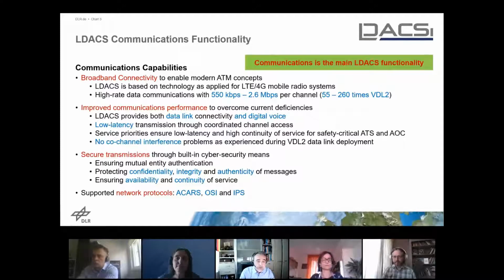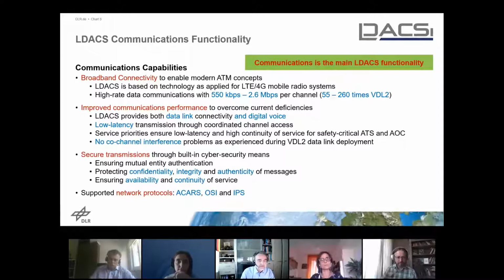LDACS also makes available improved communication performance and overcomes current deficiencies. We make available not only data link connectivity, but also digital voice. Some words about that later on. We have also a low latency transmission through coordinated channel access. We are using service priorities to ensure low latency and high continuity of service for safety critical ATS and AOC. And we do not have co-channel interference problems as experienced during the VDL Mode 2 deployment.